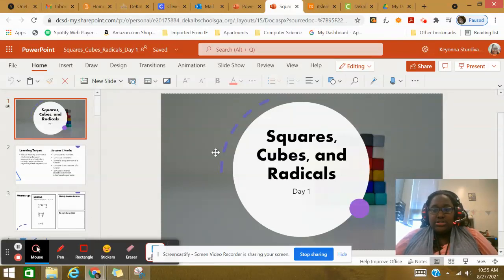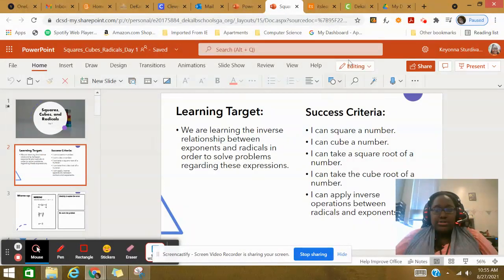Today we are looking at squares, cubes, and radicals, and this is the first day. Here is your learning target and success criteria. We are learning the inverse relationship between the exponents and radicals in order to solve problems regarding these expressions.